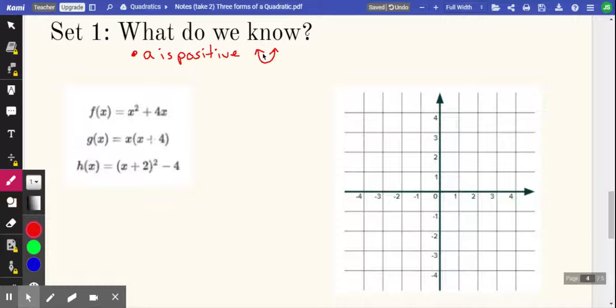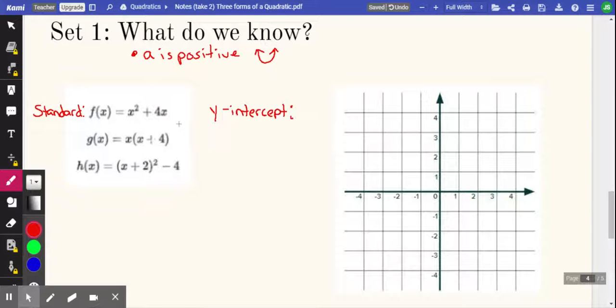Well, what else do we know? Right now, we know that there are 3 different forms of this problem, and we're going to use those to help us figure things out. So I'm going to start with this top one. So this is written in standard form, where it's written like a polynomial. And standard form is going to help us figure out our y-intercept, so where this graph crosses the y-axis.